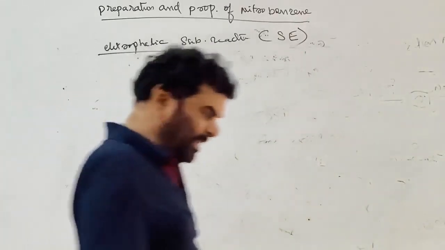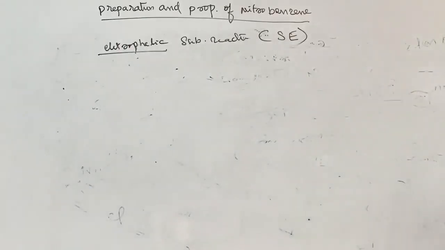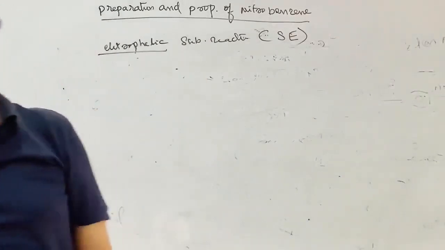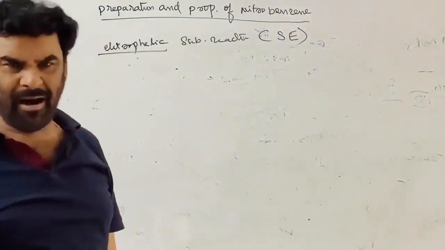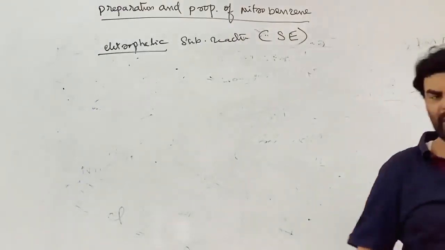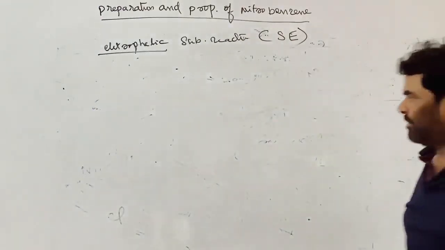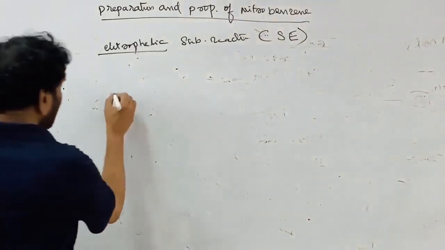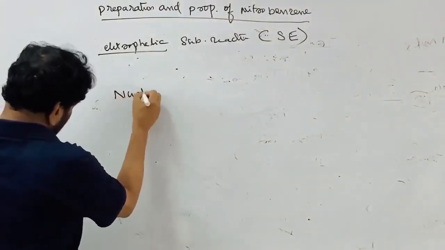That is, there are many electrophilic substitution reactions, formylation reactions, and the Kolbe-Schmidt reaction, that is carboxylation. All these things are not possible on nitrobenzene. So limited electrophilic substitution reactions are possible on nitrobenzene. The next one: moreover, it takes part in nucleophilic substitution reactions.